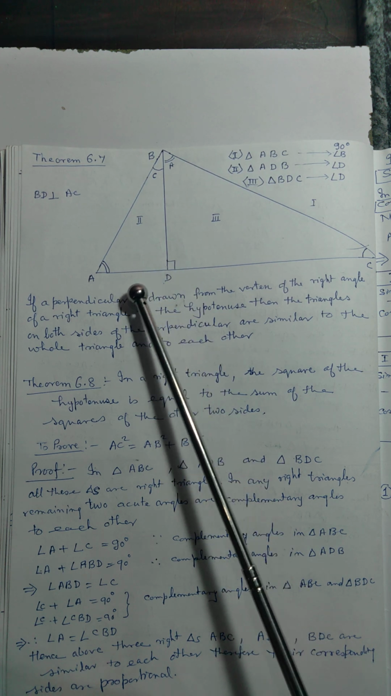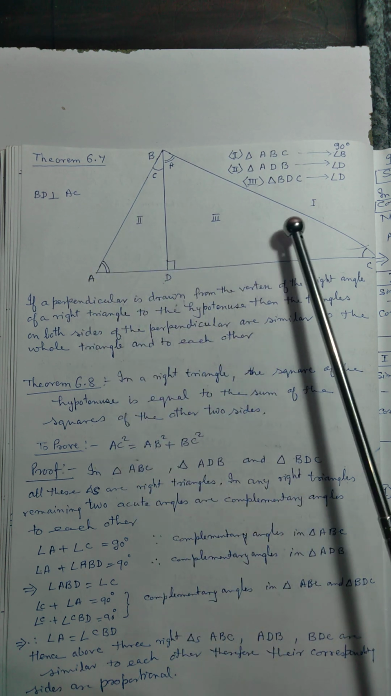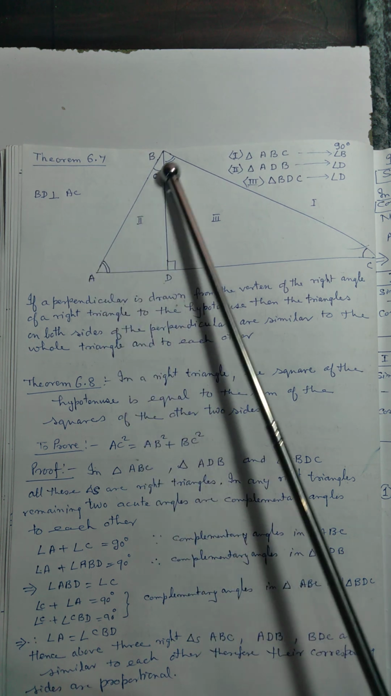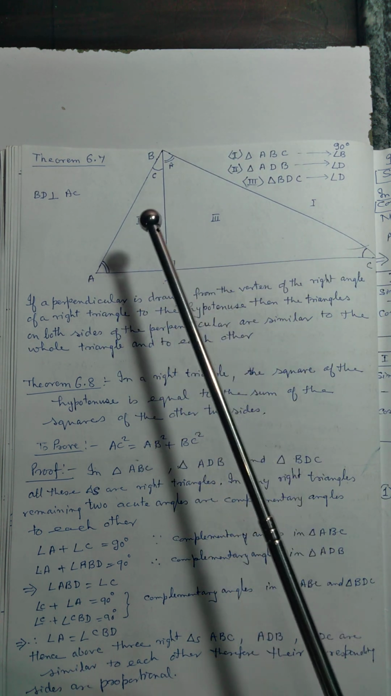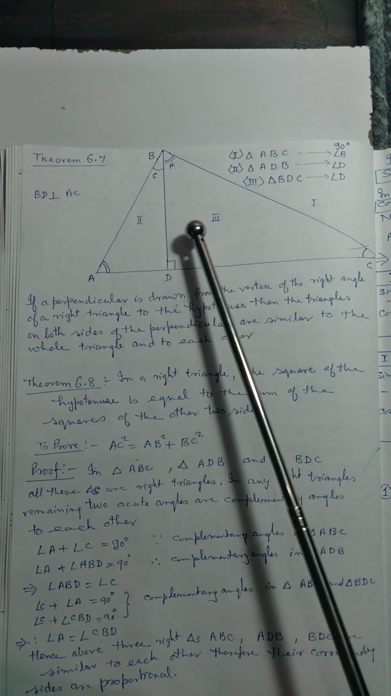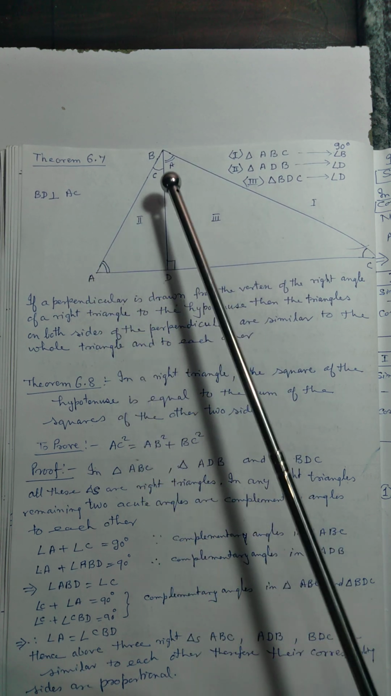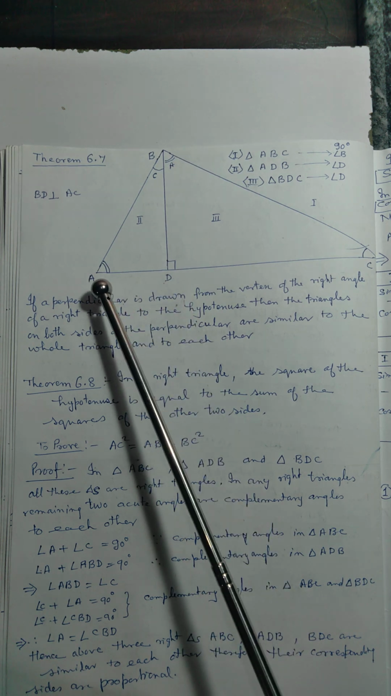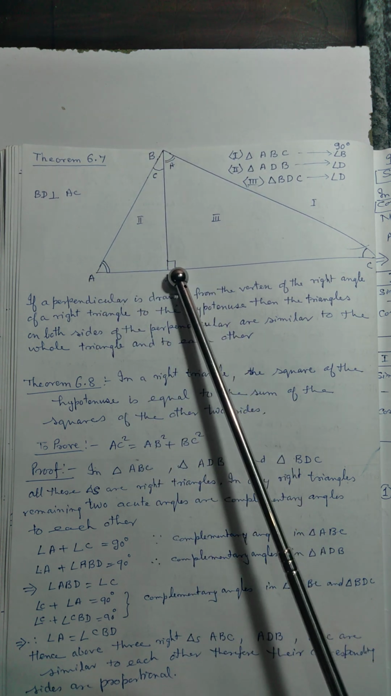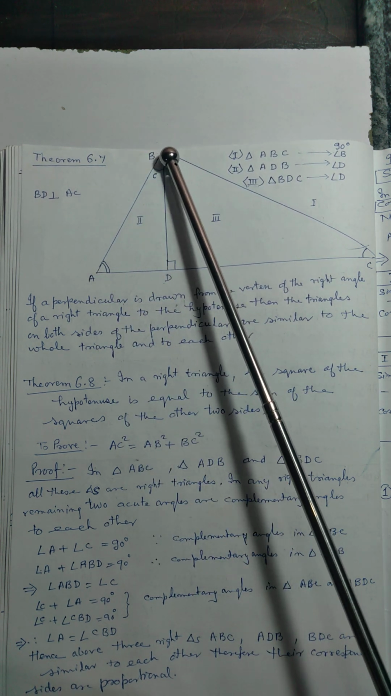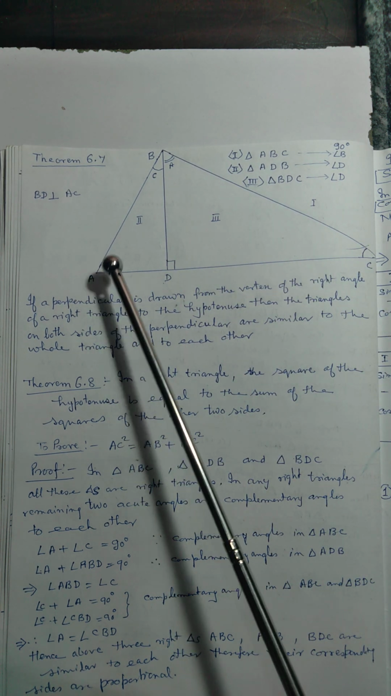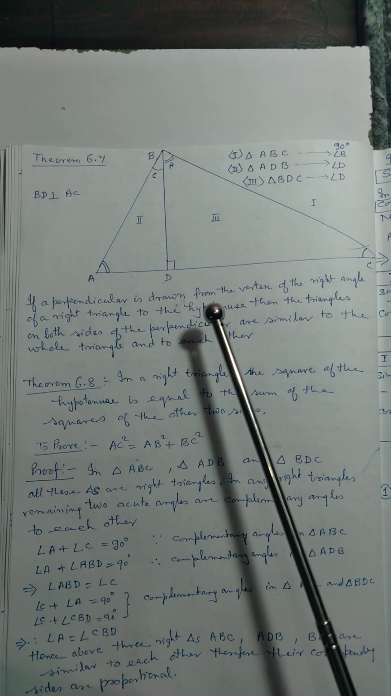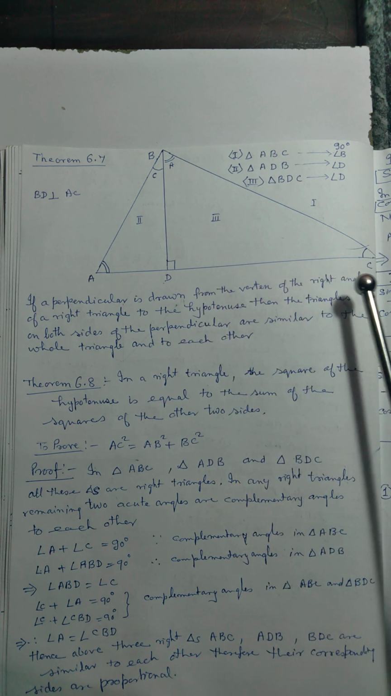So we have to prove that the bigger triangle, that is ABC, is similar to the two triangles, and the two triangles are similar to each other. Means the two triangles ABD and BDC, and ABC. These three triangles are similar.